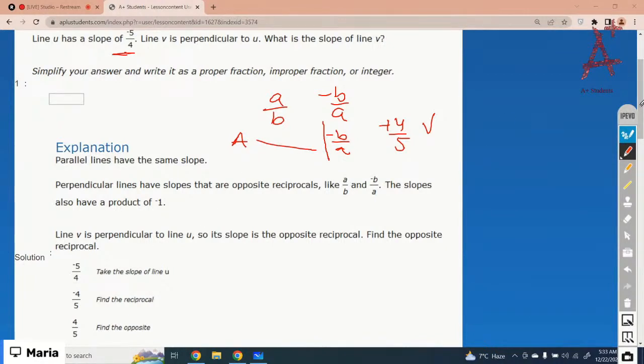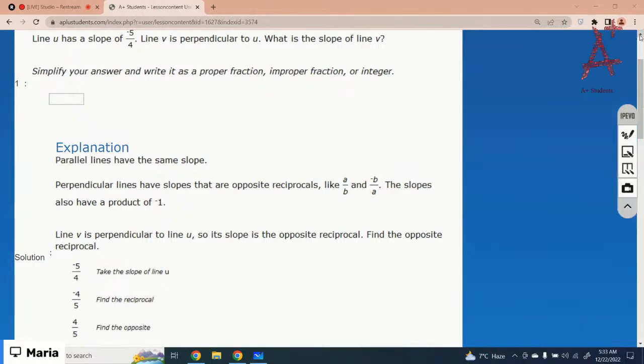Let's just start with the practice questions.